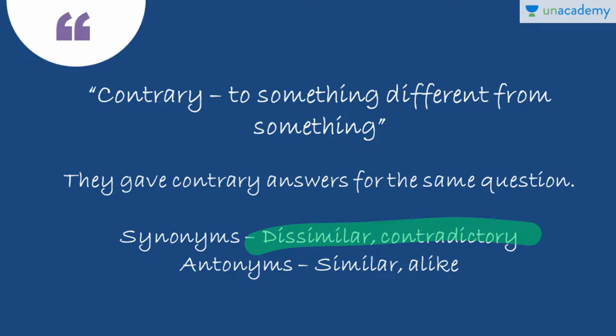The next is antonyms for this word. So the first is similar. Obviously, when I'm saying contrary, then the things are different with respect to each other. Now when I'm saying similar, that means they are similar in some respect or in every respect. The next is alike. We can say this also: these two things are alike, or they have alike opinions. So alike also means I'm talking about things which are similar to each other, which are not contradictory to each other. So this is how we can have the antonyms for this word.